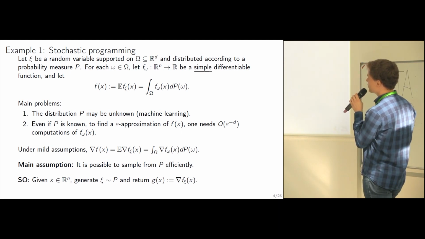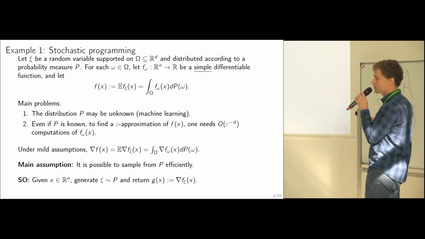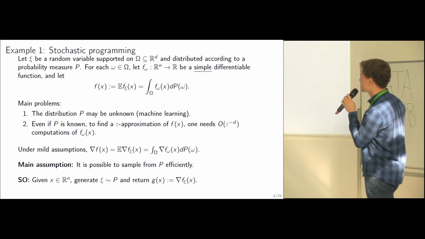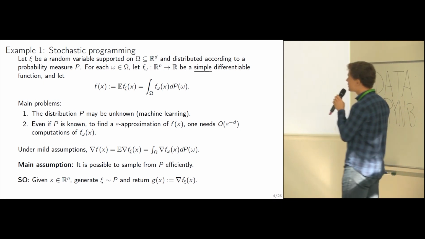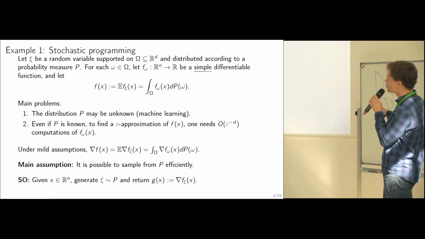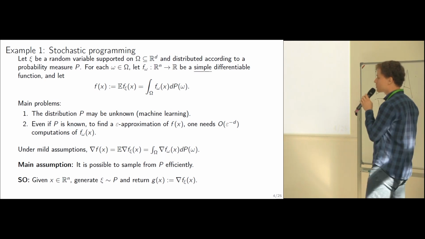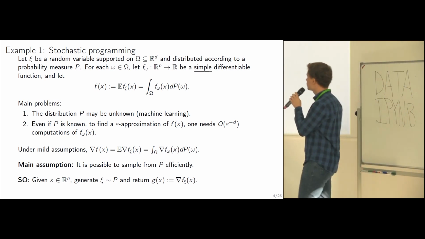And this stochastic oracle is simply given some point. It generates a new random variable, xi, independently, and returns the gradient of one of these functions, f with index xi, with random index xi. And note that although we cannot compute the function value and its gradient because of these two problems, we can still compute very efficiently this stochastic gradient.